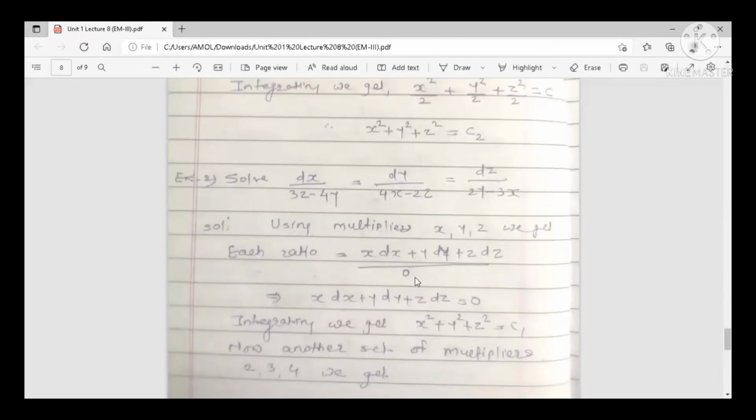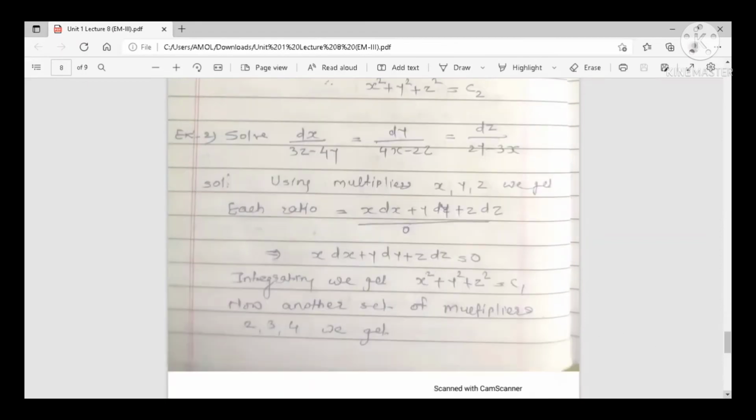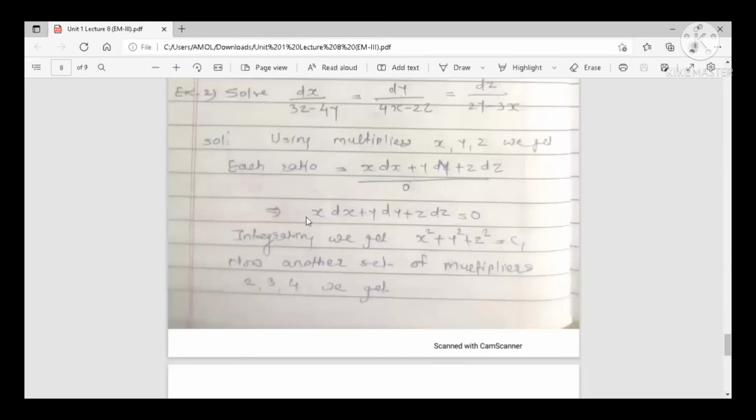So you multiply the numerator terms also by the multipliers x, y, z respectively, so that we will get the term x dx plus y dy plus z dz. Now the denominator is 0, so obviously the numerator term is also 0. x dx plus y dy plus z dz is equal to 0. Now variables are separated, so integrating we get x square by 2, the middle term y square by 2, and the third term z square by 2.